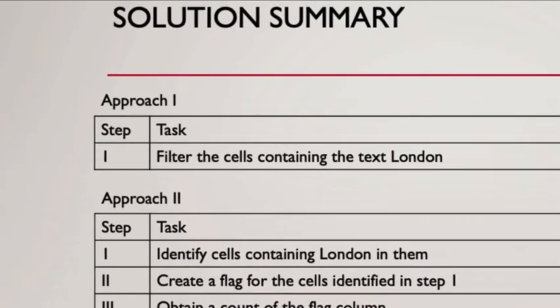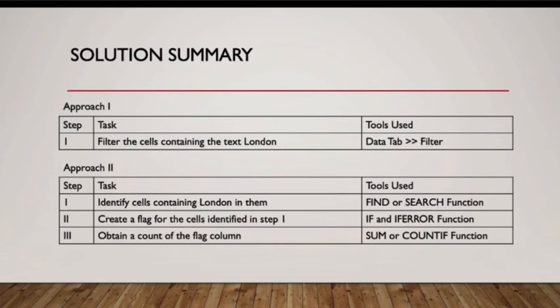Here is a brief summary of the approaches that we looked at. The first approach was relatively straightforward. What we did was filter out all the cells containing the text London by using the data tab and the filter option. Once we had filtered it down, we simply highlighted the entire column and saw how many cells it contained. Approach 2 was a slightly more complicated approach.